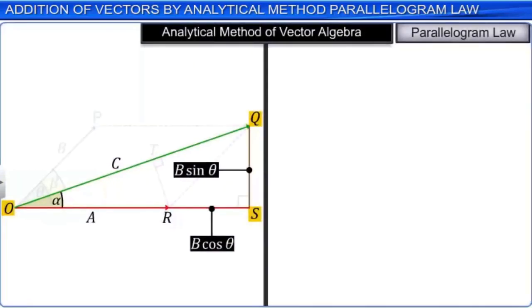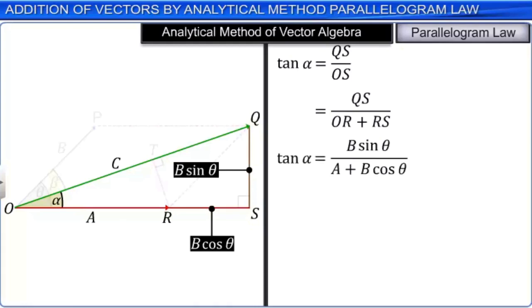Now we are taking the triangle once again to find the relation between these thetas. So we have B sin theta over here and B cos theta. We are trying to find the value of alpha, that is tan alpha, which is QS over OS, the opposite over the adjacent. Then OS can be written as OR plus RS. OR, from the figure it is very clear, is going to be A, and RS is going to be B cos theta, which we have done already, right? So that is equation 16. Equation 16 represents the magnitude as well as the direction of the resultant vector C.